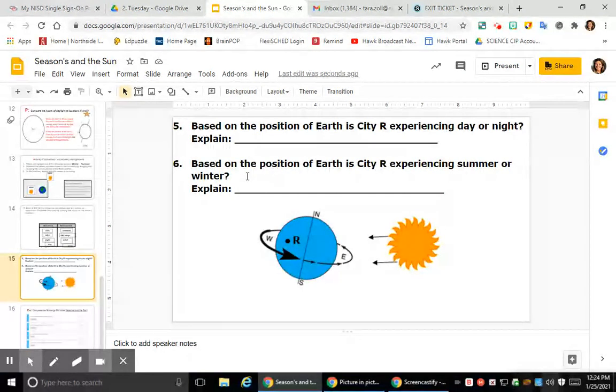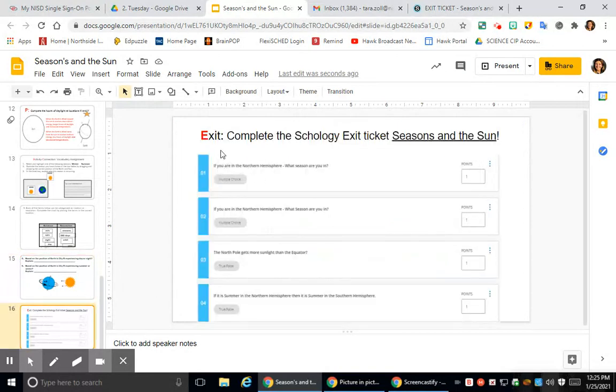Based on the position of Earth, is city R experiencing summer or winter? So city R is in the northern hemisphere, and the northern hemisphere is tilted towards the sun, so city R is experiencing summer. And I can see that tilt by looking at that imaginary axis. If that axis is tilted towards the sun, it's summer. If that axis is tilted away from the sun, it's winter.